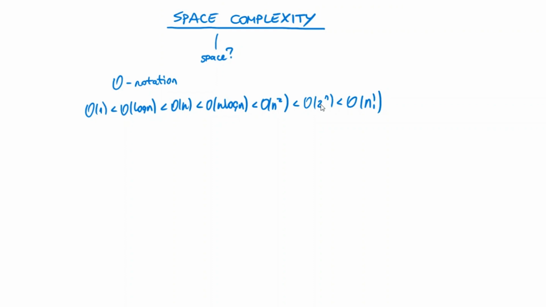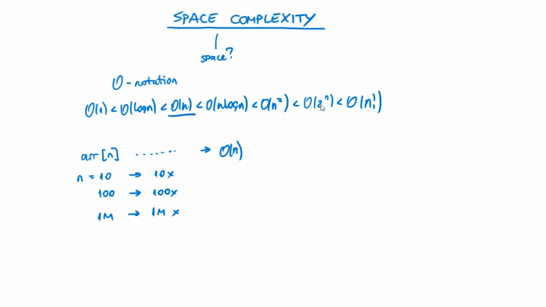Now let's take a look at a few examples to demonstrate some of the common classes of complexity. If we have some array of n elements, we need n places in memory. So it's big O of n space complexity. That means that if we have n equal to 10, we will need 10 places in memory. If n is equal to 100, we will need 100 places in memory. If n is 1 million, we will need 1 million places in memory, and so on.